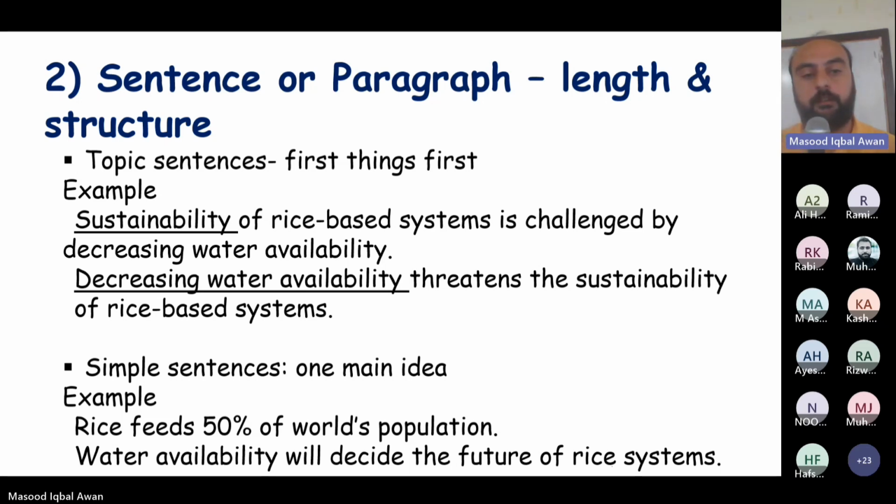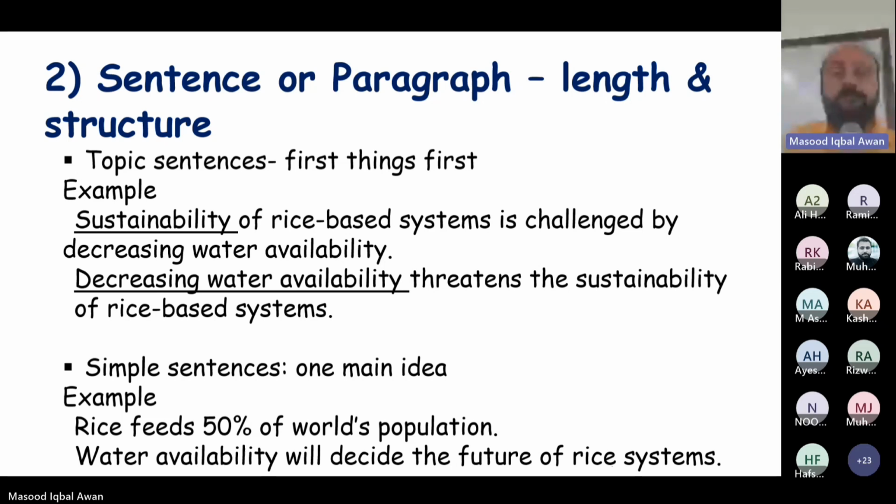But the first sentence is starting with sustainability. So most probably this paragraph is about sustainability. And the second sentence is starting with decreasing water availability. It means that this paragraph is about the decreasing water availability. So topic sentence or most important sentence should be catchy, and it should start with the words or sentences which describe what you are going to discuss in the paragraph.